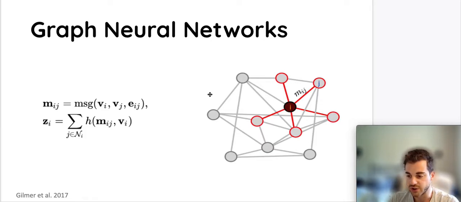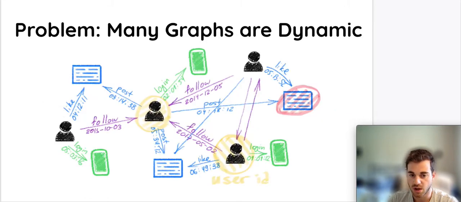However, one issue with these kinds of models is that they're built for static graphs. Static graphs are graphs that don't change over time, whereas it turns out that many interesting graphs are dynamic and they evolve over time.